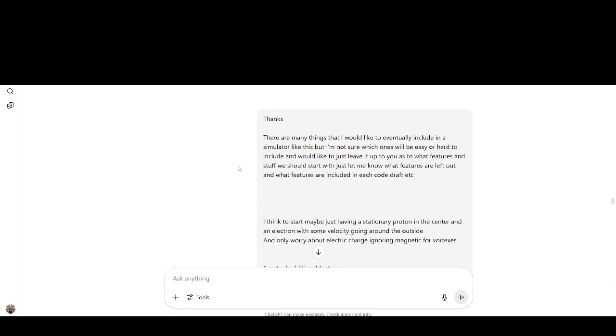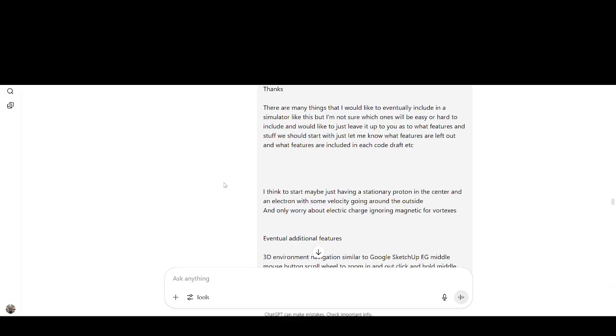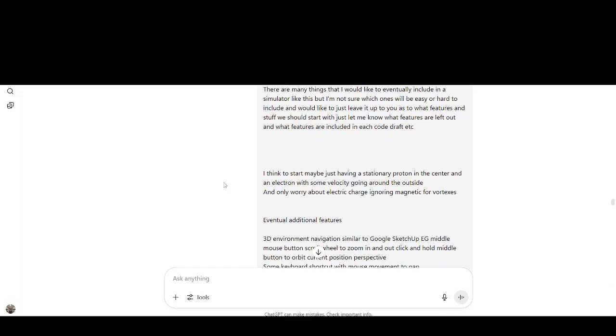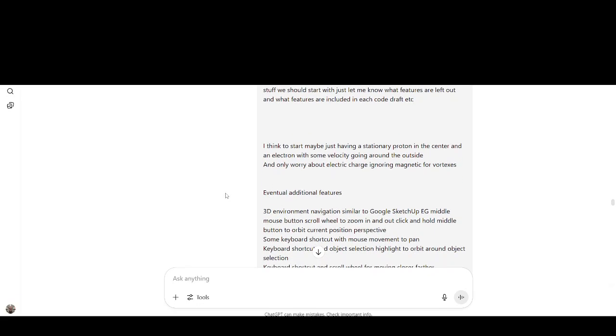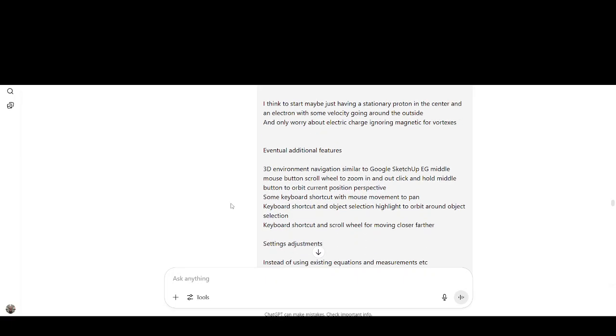There are many things that I would like to eventually include in a simulator like this, but I'm not sure which ones will be easy or hard to include, and would like to just leave it up to you as to what features we should start with. Just let me know what features are left out and what features are included in each code draft, etc.